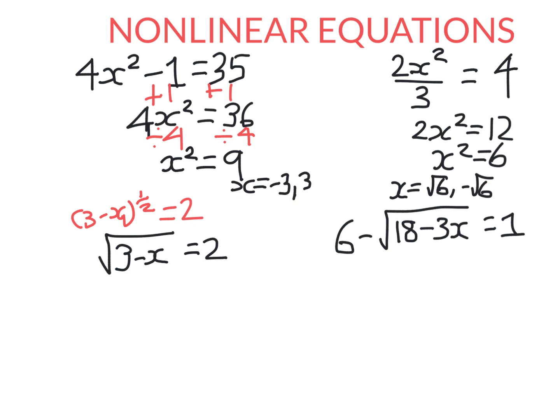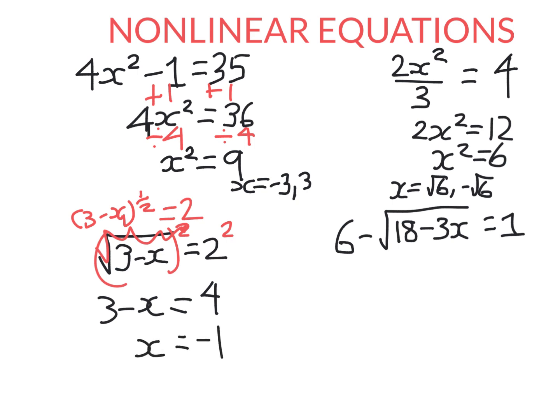So what about this one here? Square root of 3 minus x equals 2. Well, it's nonlinear. We can't just use the 4 operations. What we can do is square each side. If you square this, it just undoes square rooting. Squares and square roots undo each other in exactly the same way as multiplication and division. So on the left-hand side, I'm just left with 3 minus x. On the right-hand side, if I squared the left-hand side, I must square the right-hand side. I get 3 minus x equals 4, and you know how to solve that.